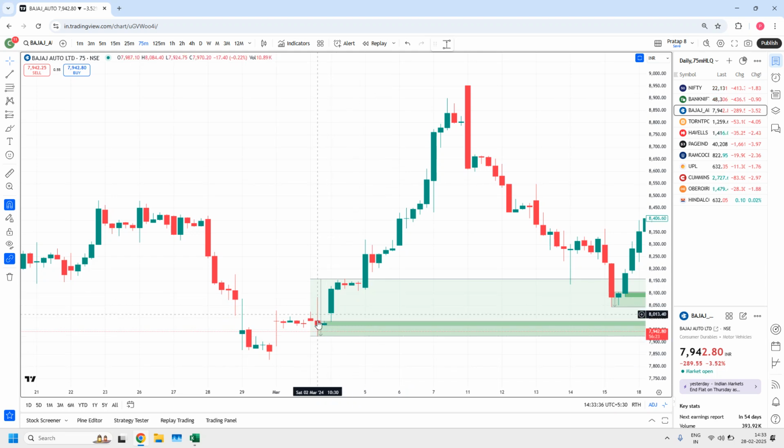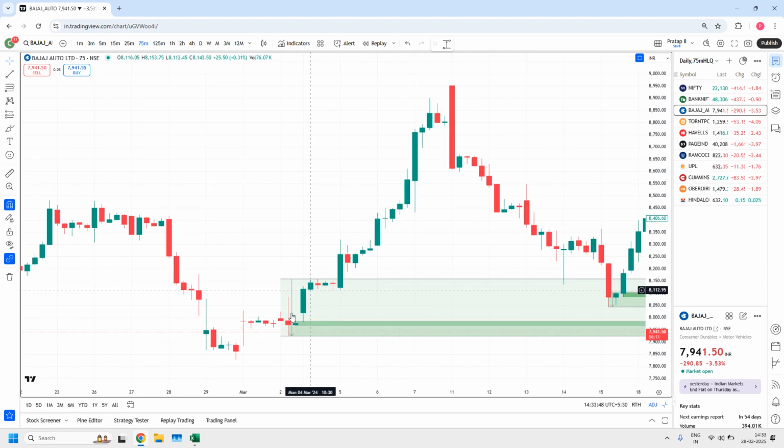See here, failed ERC candle, base candle, rally candle. But there is a problem with this zone. Why the problem? Because this is a retail trader zone. See this timestamp. This is a Saturday, 2nd March 2024. On Saturday, 2nd March 2024, there is a special trading session for limited hours.